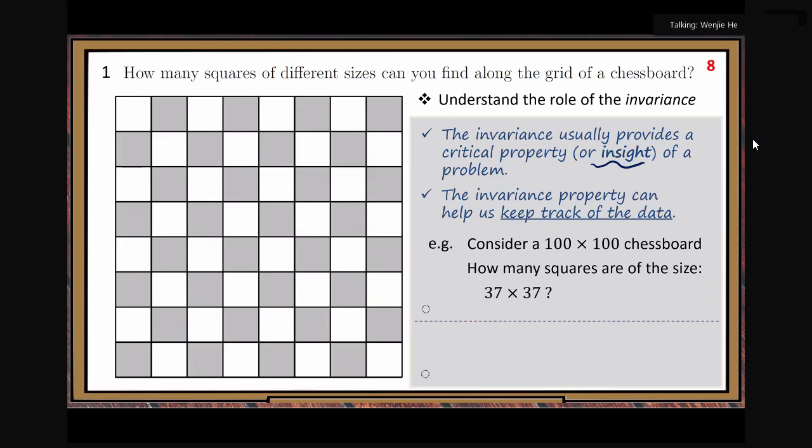Think about it. If you do not use this invariance concept, how can you keep track? It's not easy. If you do the mental counting, it's not easy, right? You get lost. If you do the mental counting, how many 37 by 37 squares are in 100? So you get an idea, you get the point of why this invariance property is important in problem solving.